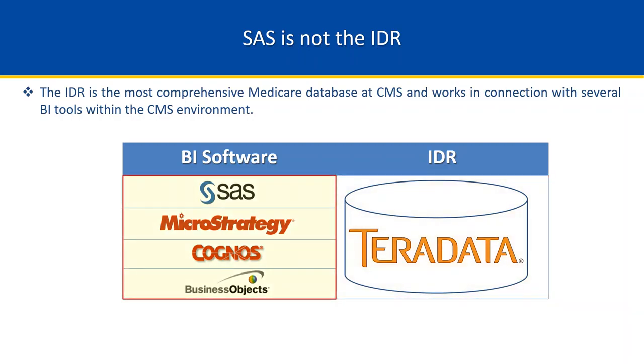Second, there are specific business intelligence tools to query the IDR. Four common BI tools available at CMS which allow for querying the IDR are SAS, MicroStrategy, Cognos, and Business Objects. This video tutorial will focus on the SAS tool suite of BI applications.